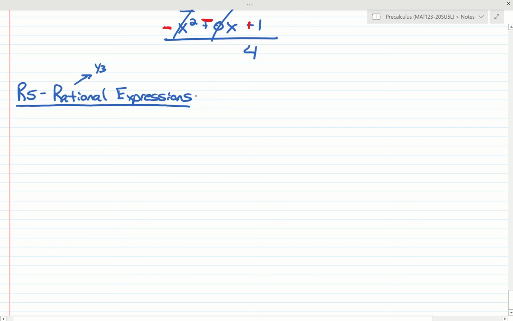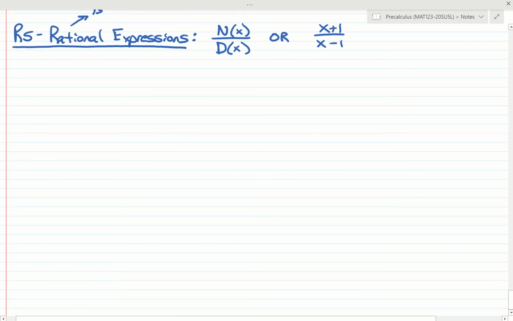Now, a rational expression has x in it, but generally you have a numerator function and a denominator function. All right, so a rational expression could look something like that. A good example would look like maybe x plus 1 over x minus 1. So you have a fraction, but the fraction does have variables in it. So let's take a look at what we need to know about rational expressions.